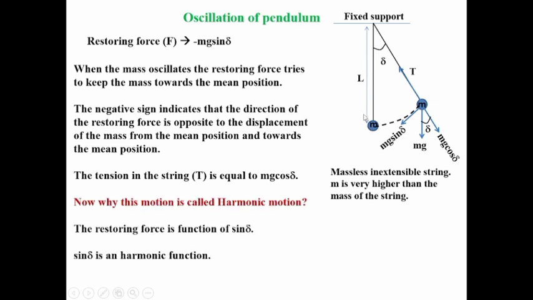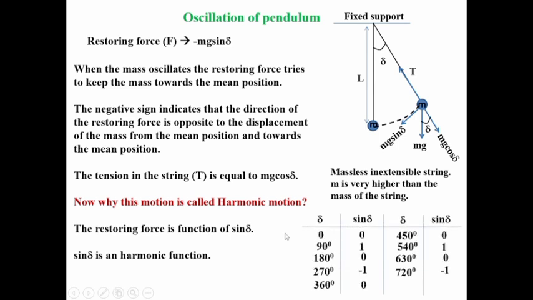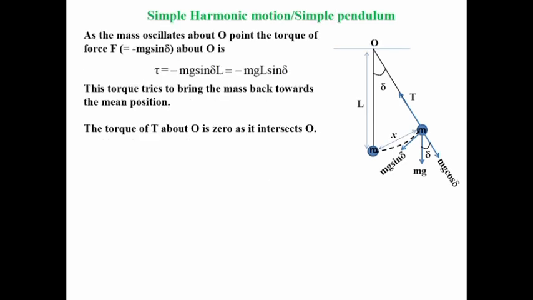Now why is this called a harmonic motion? The restoring force here is proportional to sin delta, and sin delta is a harmonic function. Why? Because if you change the angle delta, after a certain angle the sin delta repeats its value. At 0 degrees the value is 0, and at 360 degrees again the value will be 0. After a certain angle it repeats its value. That's why this is called a harmonic function, and that's why this motion is called harmonic motion.